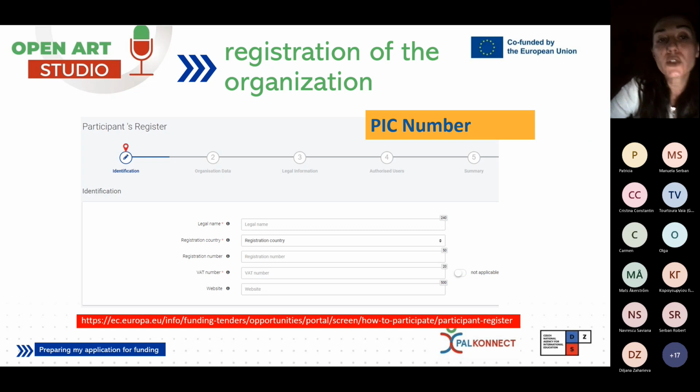So the registration of your organization, in order to participate in the central programs, the programs that are included in the European Funding and Tenders Opportunities portal. It is important to have your PIC number. In order to gain your PIC number, you need to follow a very specific procedure. You need to register your organization into the portal, and you need to fill some mandatory fields. The mandatory fields are the legal name of the company, the VAT number, the website, the legal representative, and the address of the company.